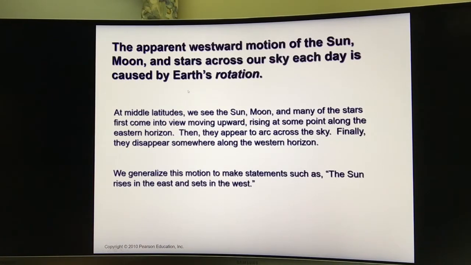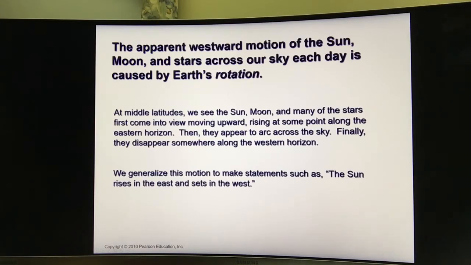The first type of motion we're going to talk about is Earth's rotation. Because of Earth's rotation, we're going to see apparent westward motion of the sun, moon, and stars across our sky each day. That's why we generalize this motion to be the sun rises in the east and sets in the west.